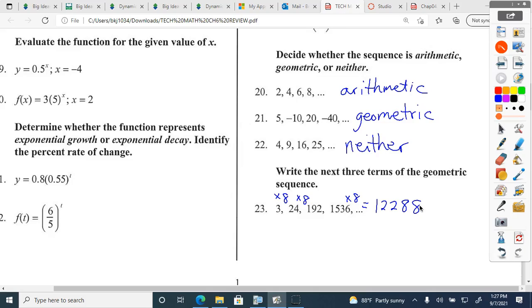Okay, what's that times 8? And then the other one is 98,304. Okay, what's that times 8? 786,432. There you go. Very good. All right, I'm going to pause the video. And we can take it tomorrow. All right, so that's 23.